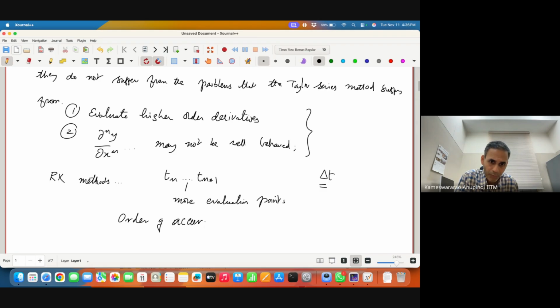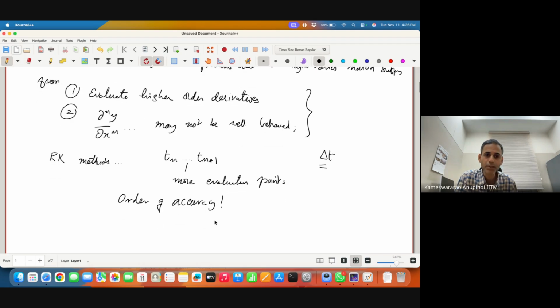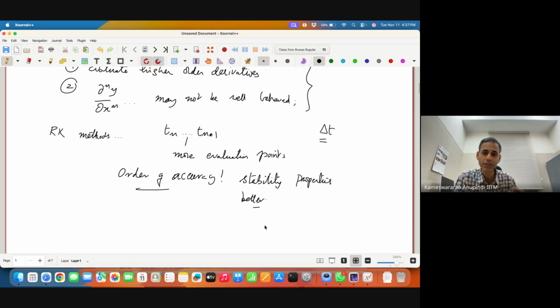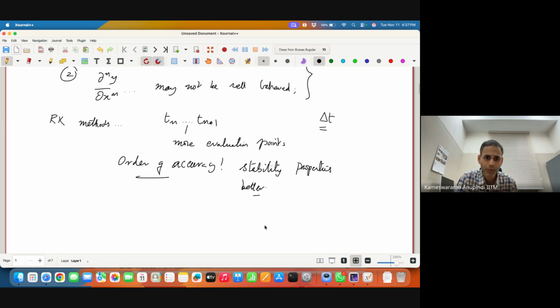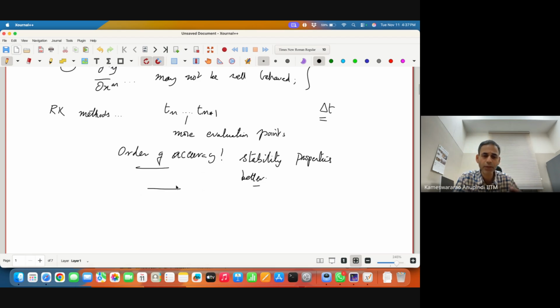Now, it turns out by doing it this way, it is not only the order of accuracy that is getting enhanced, these schemes also have better stability properties. Okay, they have better stability properties, which is a plus, right? Because if you have better stability properties, then you can take even larger h, larger delta t, and so on. Okay, so let us look at these RK methods, how they are constructed.